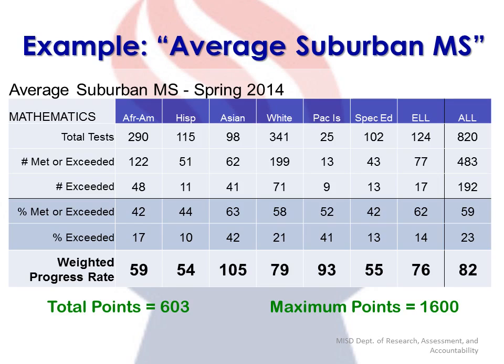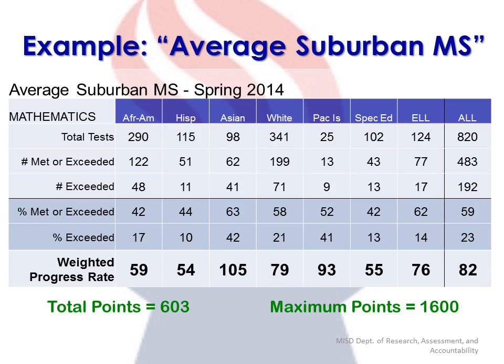Now let's revisit Average Suburban Middle School and examine their progress measure data for mathematics. The data table still includes the total tests, but now includes the number met or exceeded and the number exceeded progress expectations. These raw numbers are used to derive the percentages on the bottom two rows. Remember that students exceeding progress expectations get weighted credit, which is why they're included on both rows.